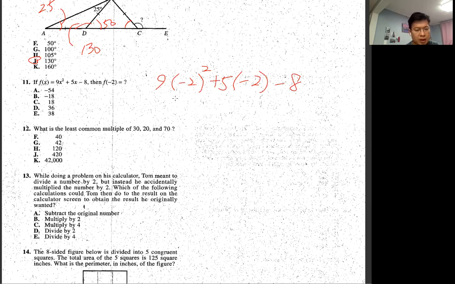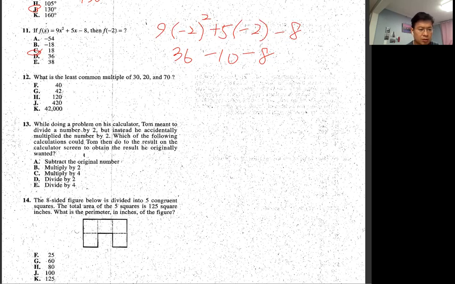So 4 times 9, 36 minus 10 minus 8, 26, 18. So let's see, what is the least common multiple of this one?